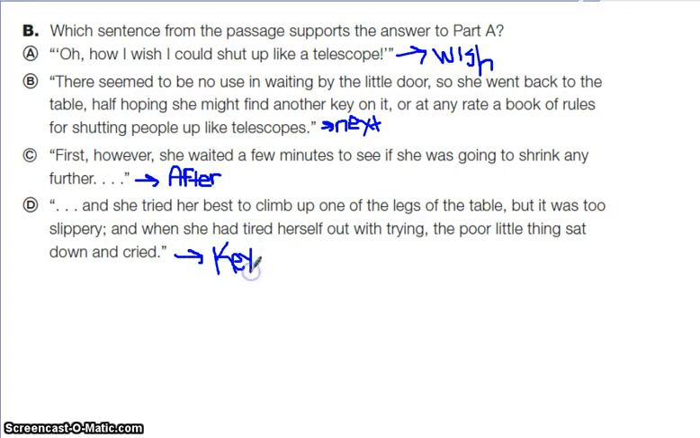So I see a lot of events that are kind of related to each other, but again, I'm looking for the evidence that's most closely related to what I think the opening lines of the story are doing.